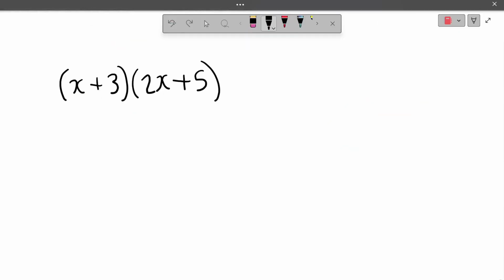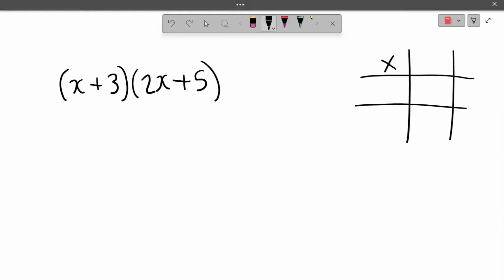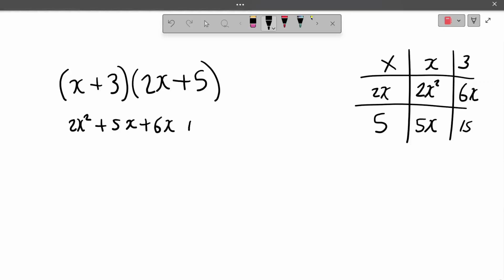So what about this one here, where we have x plus 3 multiplied by 2x plus 5? Well, we just start off with, again, the multiplication grid. x and 3, 2x and 5. Then 2x times x gets you 2x squared. 2x times 3, 2 times 3 is 6 with an x. x times 5 is 5x. And 5 times 3 is 15. So we'd have 2x squared plus 5x plus 6x plus 15, or we can just treat it as 2x squared plus 11x plus 15.